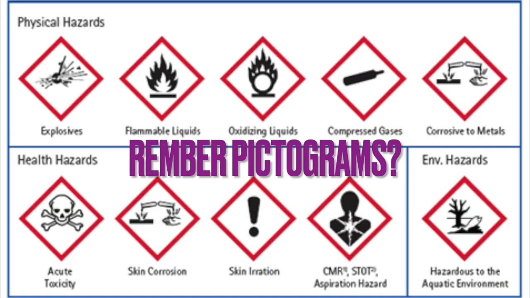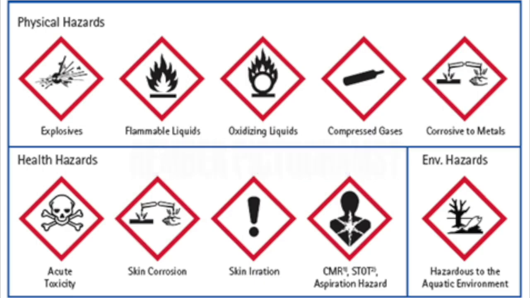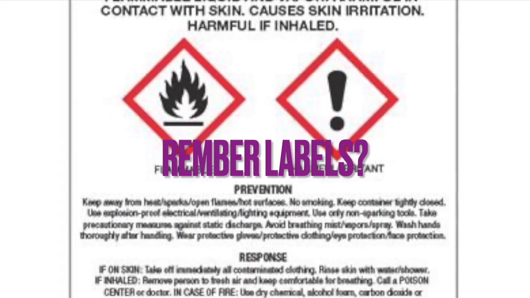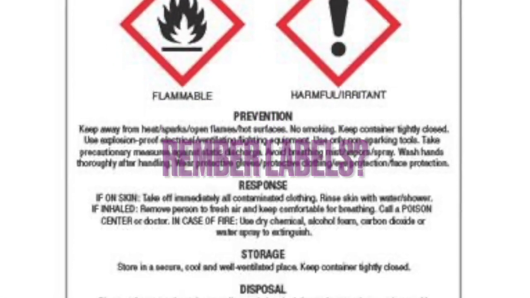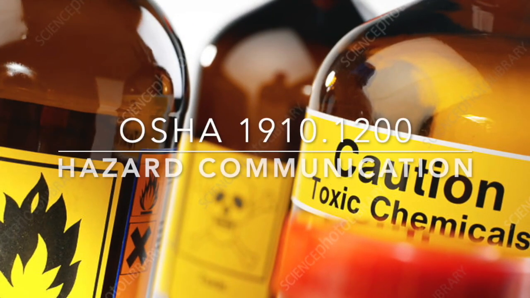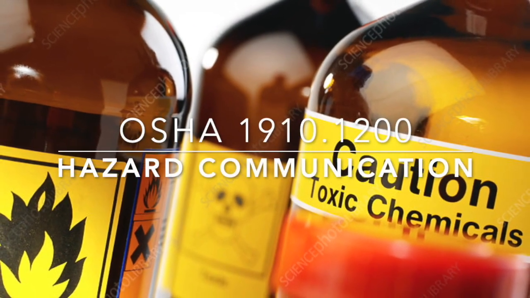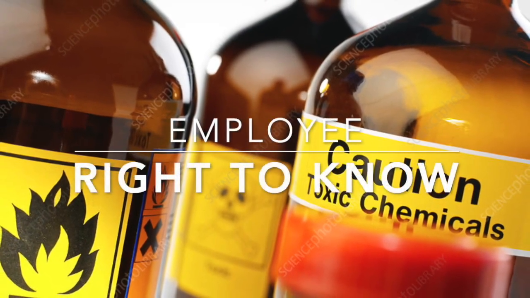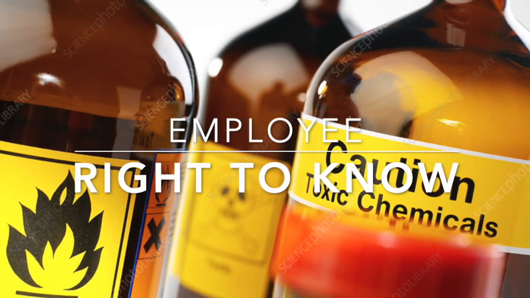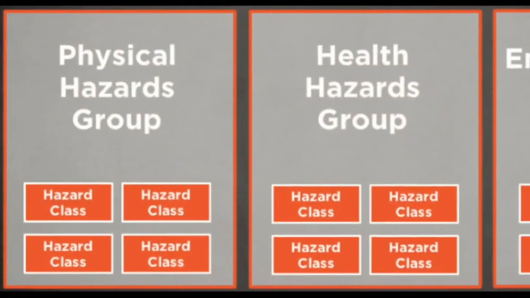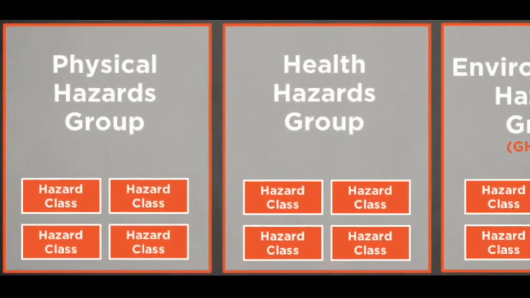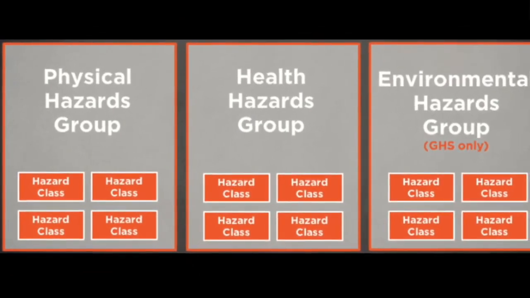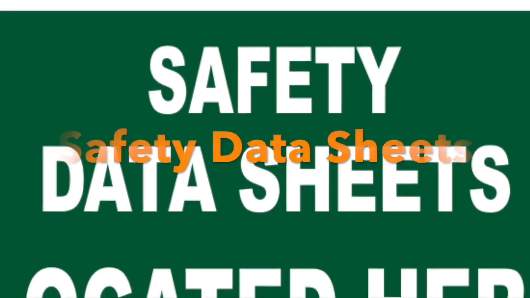So remember those pictograms. They're going to appear on these labels. Read the labels. OSHA requires a label on everything. Make sure that you take a look at it because you have a right to know what you're going to be exposed to. There are different groups of hazards: physical, health hazards, and environmental hazards. Know which they represent with you.